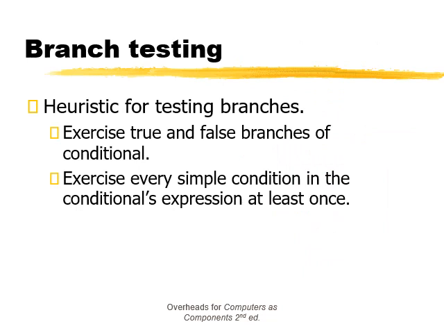So in this slide we are going to talk about branch testing. The heuristic for branch testing, the method for testing branches, involves exercising true and false branches of conditionals. Exercise every simple condition in the conditional expression at least once. So we need to exercise each condition, and we need to exercise true and false of branches. So let's have an example of this.